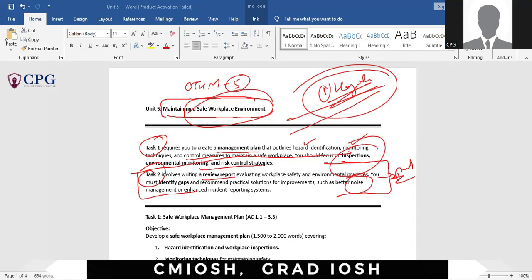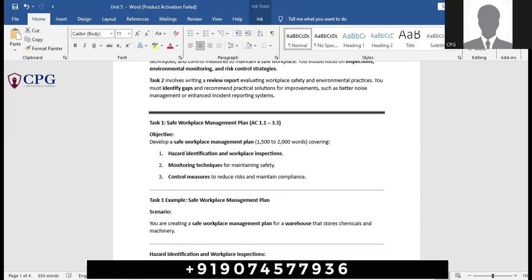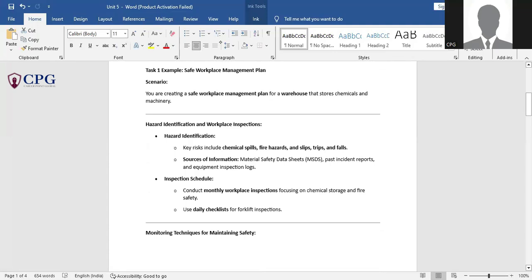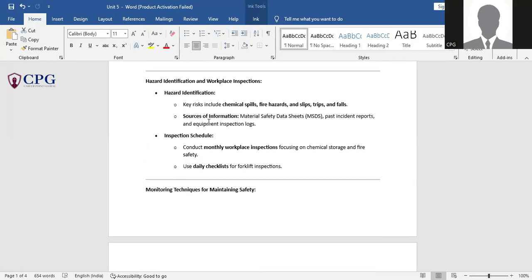Don't worry. The first task, as we said, is all about hazard identification. Then you have to monitor it, and then you have to use the control measures. For hazard identification itself, you have various methodologies. There are various hazards at the workplace, like fire hazards, slip or trip hazards, chemical hazards, and electrical hazards. So you have to first identify the hazards. How would you be identifying the hazards?